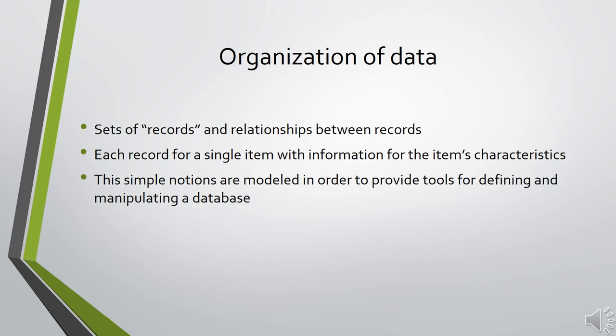Classically, a database is organized as a set of records, and relationships between records. Each record refers to a single item, and contains information for characteristics of the item that are of interest. These simple notions of records, sets, items, characteristics, etc., are modeled, in a rigorous way, in order to provide the tools and operations for defining, manipulating and accessing the database and the information it holds.